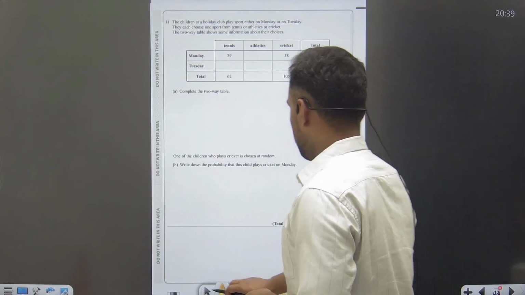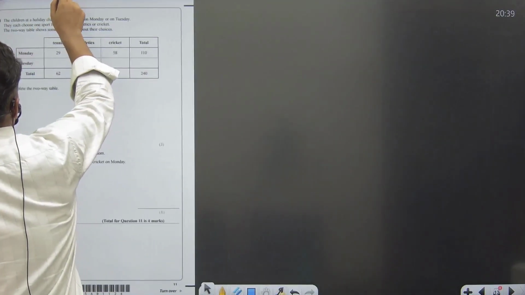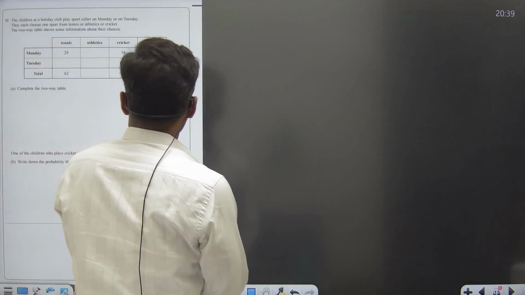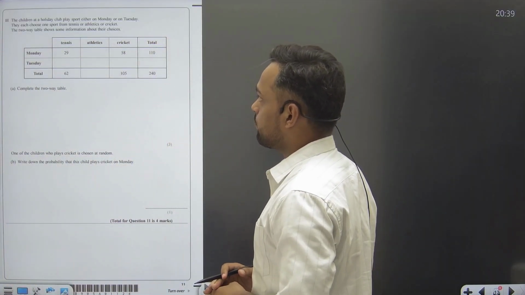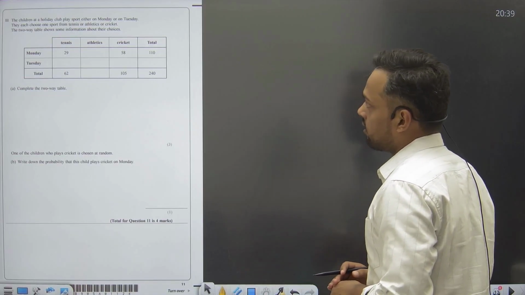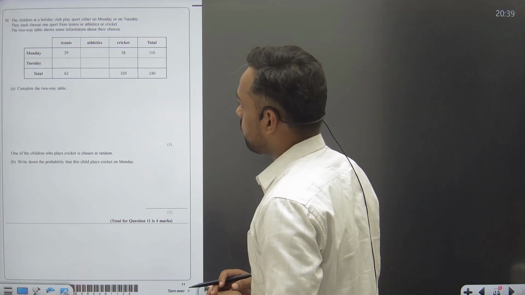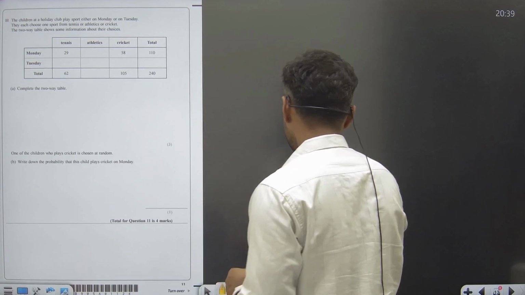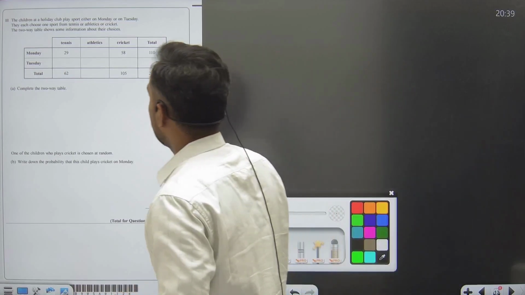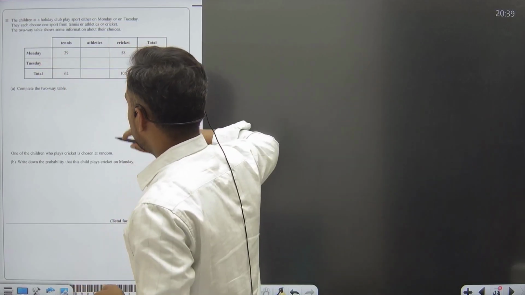Next question, student. The children at a holiday club play sports either on Monday or on Tuesday. They each choose one sport from tennis or athletics or cricket. The two-way table shows some information about their choices. First, what we need to see here, see, this is the two-way table, student.